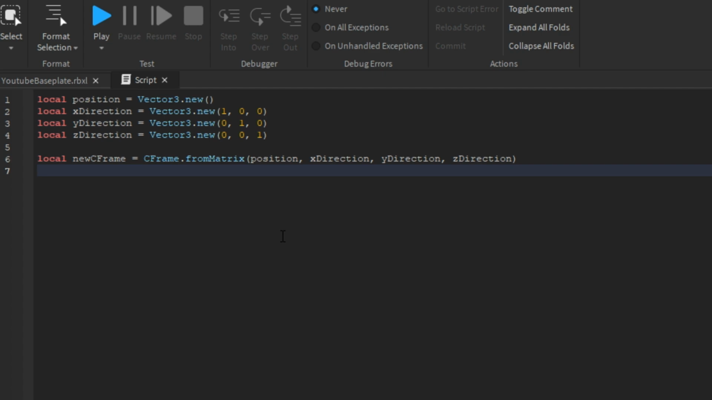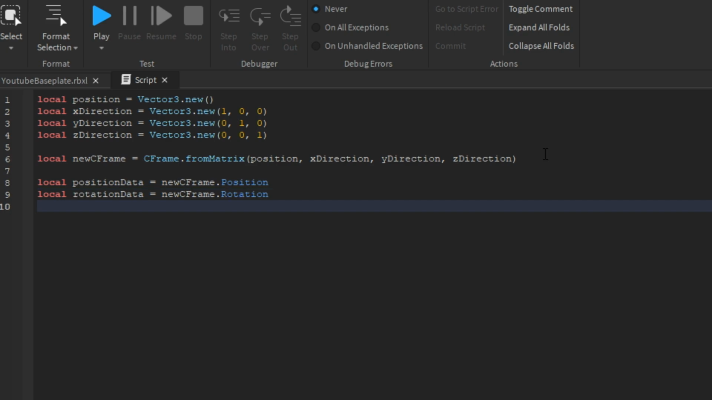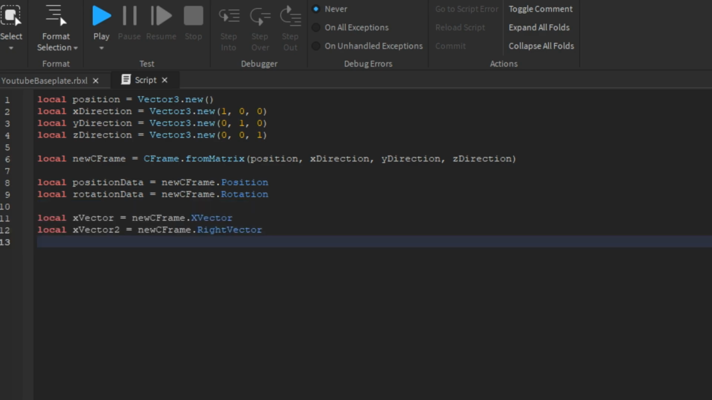Now once a CFrame is created, you can access certain components of it. If you just want the position data, then you can get the position like this, which is just a Vector3. If you want the rotation data, you can get it like this, which will return a CFrame with all the rotation data but with no position data. You can get the x vector, which is the direction to the right relative to the part, either by saying XVector or by saying RightVector. They both return the same Vector3. If you want left vectors, you can just make it negative.